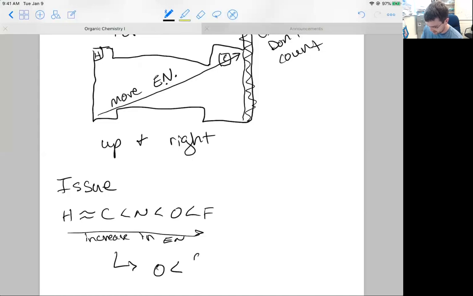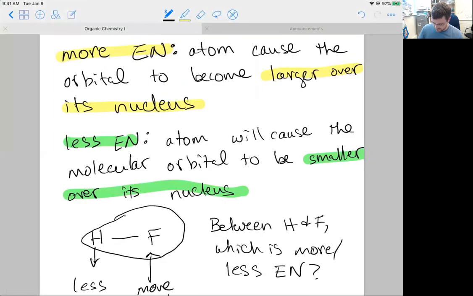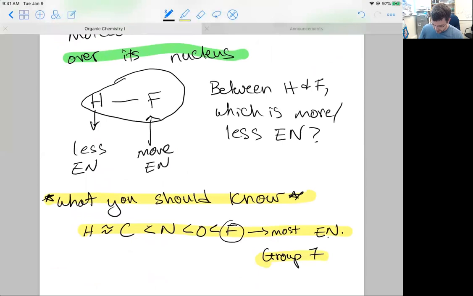O is actually less than Cl, Br, or I, which are all stacked on top of each other underneath fluorine. So the problem I'm trying to illustrate to you is that up and to the right doesn't always work. Instead, what you want to do is go back to here. So this is more electronegative. That's the trend I want you to focus on.